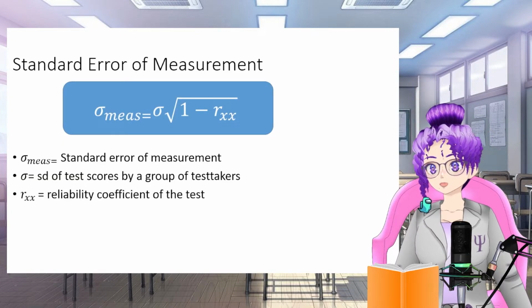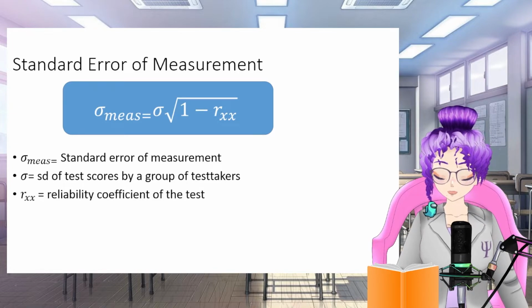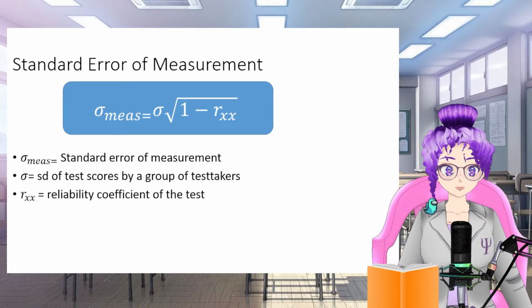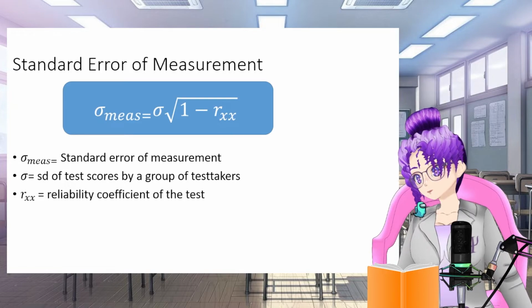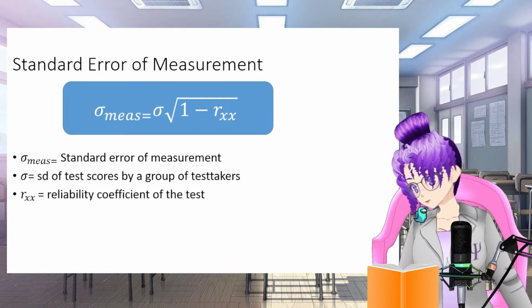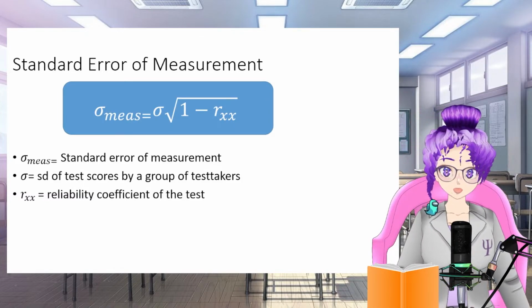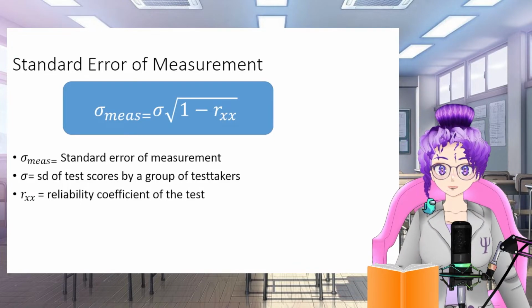So this is the standard error of measurement formula again. I will not give a solving test item that is about reliability. You can always do this in SPSS. So sigma SEM, which means standard error of measurement, is equal to sigma times the square root of 1 minus rxx. Sigma SEM is the standard error of measurement, sigma is the standard deviation of test scores by a group of test takers, and rxx is the reliability coefficient of the test.